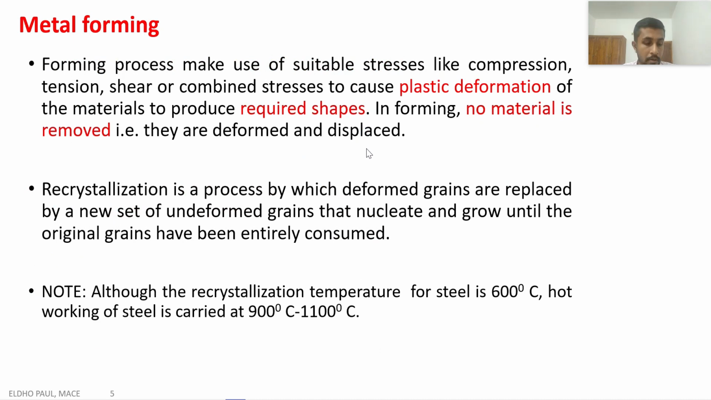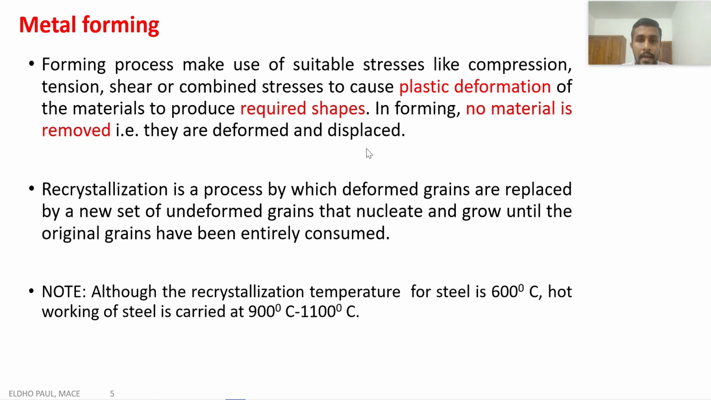So what is a rolling process? It is a forming process making use of suitable stresses like compression, tension, shear, and combined stresses to cause plastic deformation of the material to produce the required shape. In the last lectures, we discussed the importance of plastic deformation in metal forming. Here also we apply plastic deformation by applying different types of stresses. Most commonly we apply compressive force; other than that, we apply tension, shear, and combined stresses.